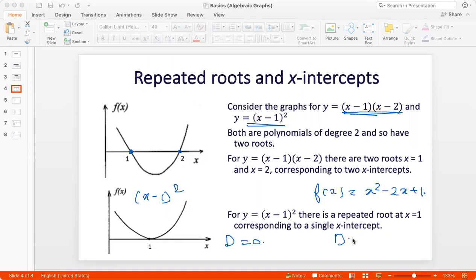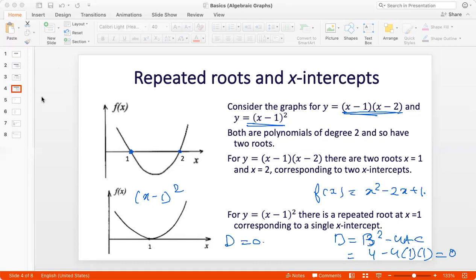So the discriminant will be b squared minus 4ac. b is minus 2, so 4 minus 4 into 1 into 1. And I can see that this is 0. So when the discriminant of a quadratic is 0, it would indicate a repeated real root. And that real root will touch, the graph will touch the x-axis, not cross.